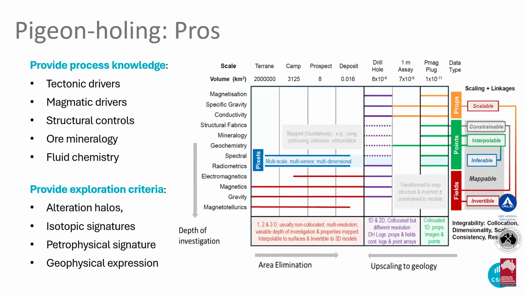So there's a lot of pros. It gives us information about processes, so tectonic drivers, magmatic drivers, structural controls, fluid chemistry. So these are the 5 mineral system ingredients that we used to talk about in the PMD CRC many years ago. And they also, as a consequence, give us exploration criteria. And that means we're armed with knowledge. This is what we think we're looking for.